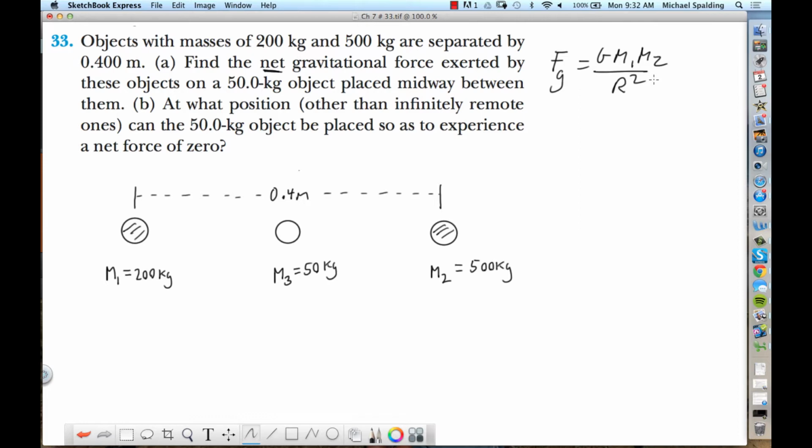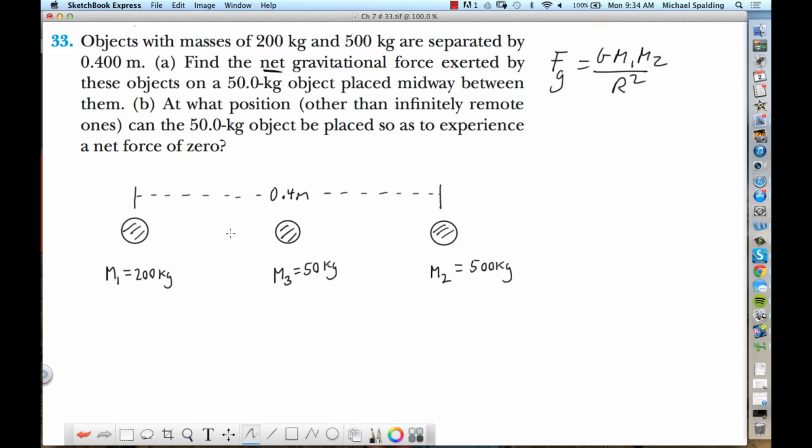All right, so we have this third object. Find the net gravitational force exerted by these objects on a 50 kilogram object placed midway between them. Okay, so we have three objects total. Which of these three objects are we focusing on? M1, M2, or M3? M3. All right, so what are the forces acting on M3? Well, look, what is M1? Is M1 an object? Yeah. Is M3 an object? Yeah.